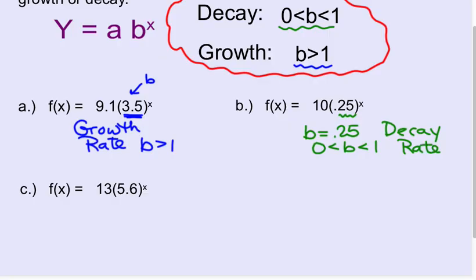All right, one left. Here is our B. Our B is 5.6. So we head up here. 5.6 is greater than 1. B is greater than 1, so we are having a growth over time, a growth rate.